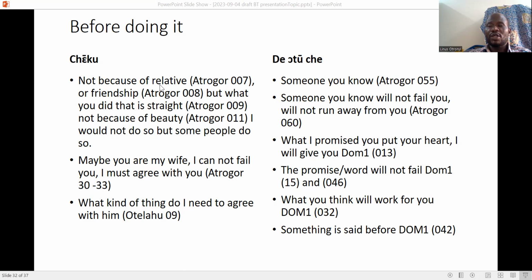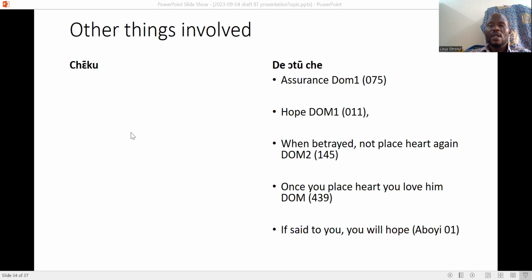Then for Cheku, it is not because of relative or friend, but what you did that is right or wrong, and not because of beauty. I will not do so, but some people may agree with other people because of what is not right. But this speaker is saying that he will not do so. He only agrees with somebody for what is right. Other things involved for Dotuche: when you place your heart on somebody, there's assurance, there's hope. When it is betrayed, you don't place your heart again, or even if you do, it takes time. And once you place your heart, you love the person or the object.